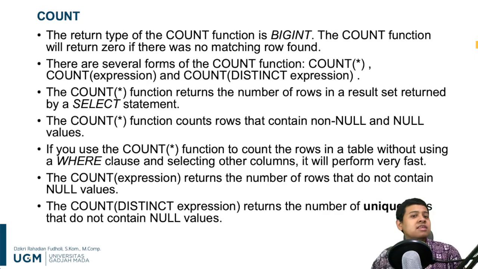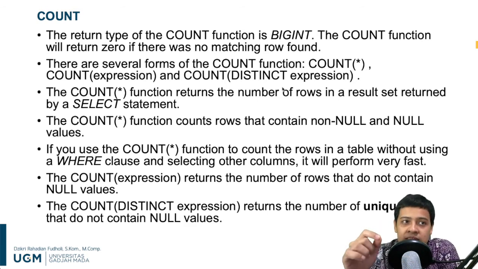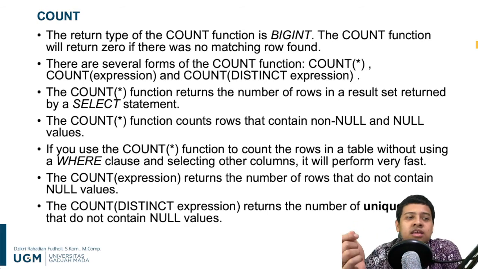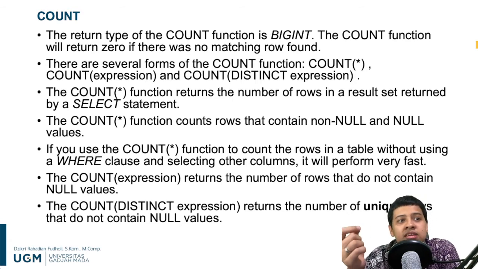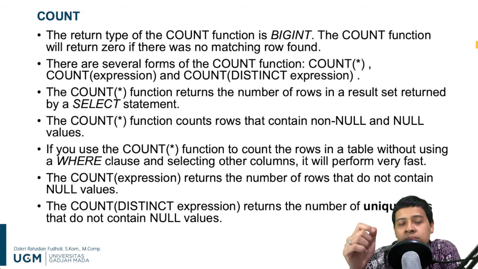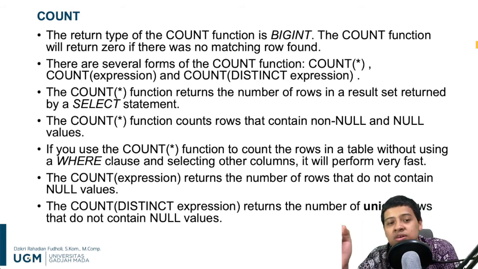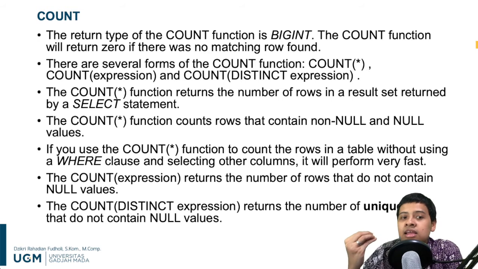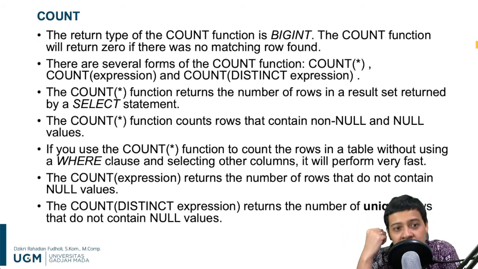And there are lots of rules for the count. So okay, let's slow down and read it slowly. The first one: the return type of the count function is big int, so it's big integer. The count function will return 0 if there is no matching row found. So if you have no matching rows, the count will return 0, not null, because it represents nothing with the number 0.